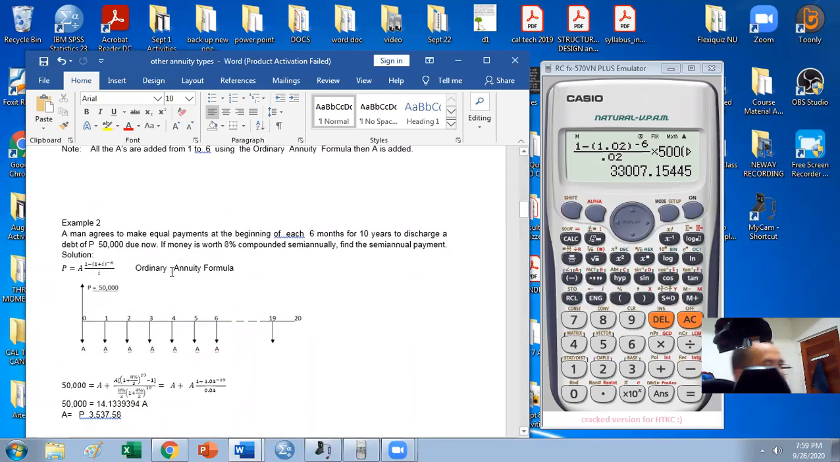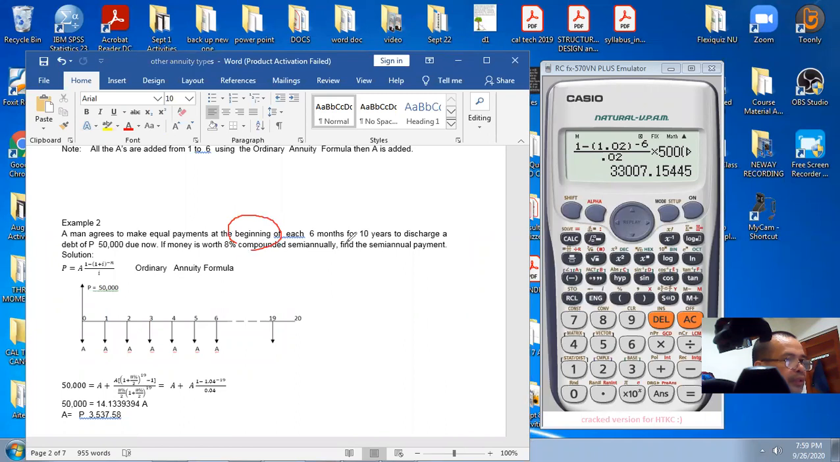A man agrees to make equal payments at the beginning. Look at this. At the beginning. So it is an annuity due. For 10 years to discharge a debt of 50,000 due now. If money is worth 8% compounded semi-annually, find the semi-annual payment. Now look, ito yung utang mo, 50,000, bayad ka agad sa 0. Matatapos ka lang sa 19. Ang gawin mo, i-project mo lang yung 1 to 19 sa 0. Tapos i-add mo lang yung A.